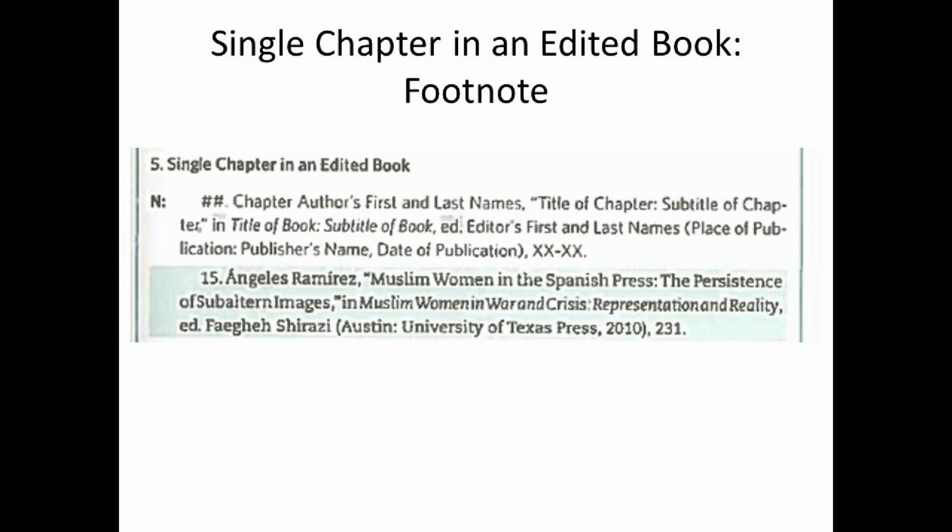It's very similar again to what you were doing with the journal article, but here's the difference. You would then write, lowercase, in, then you would give the title of the book in italics, again, subtitle of book, comma, ed. for editor, and then the editor's first and last names. And then you would give in parentheses the place of publication, publisher's name, comma, date of publication, close parenthesis, comma, and then the page range that you are citing. So it's a very complicated style.